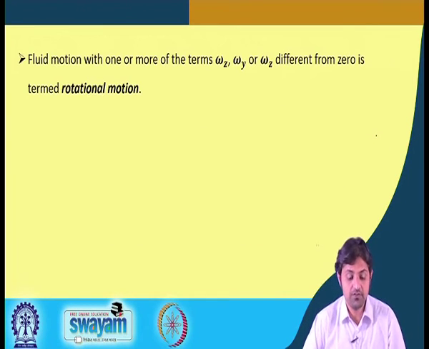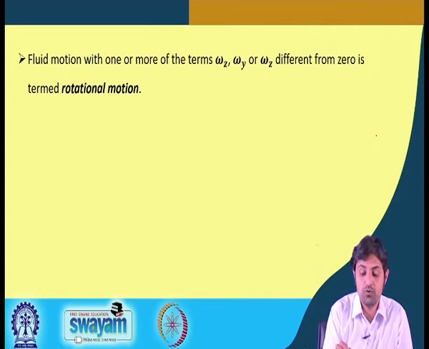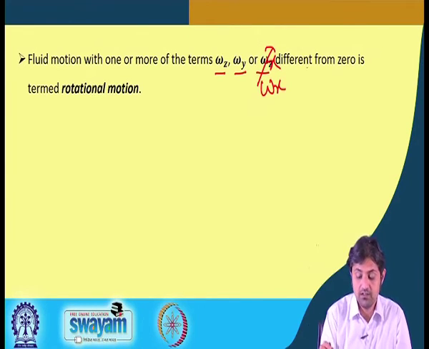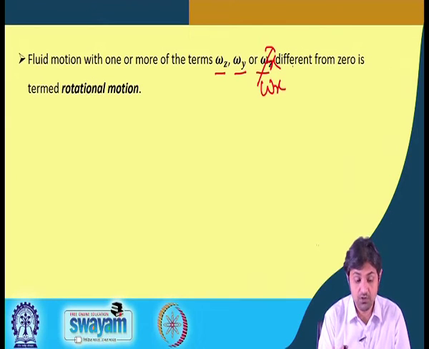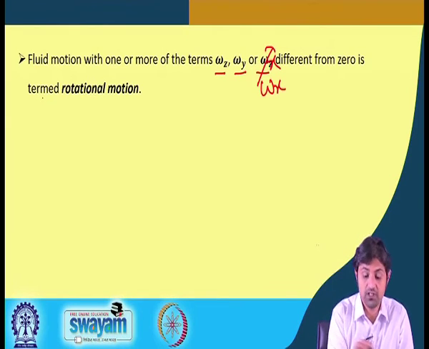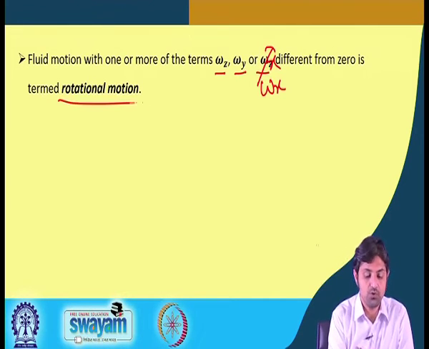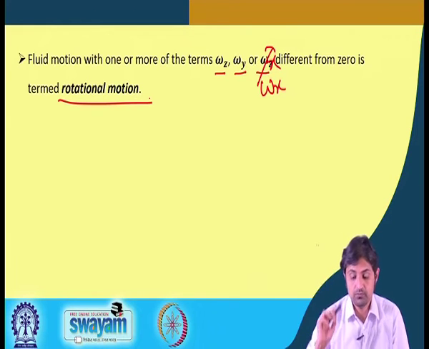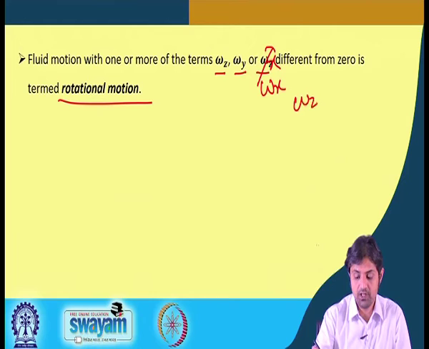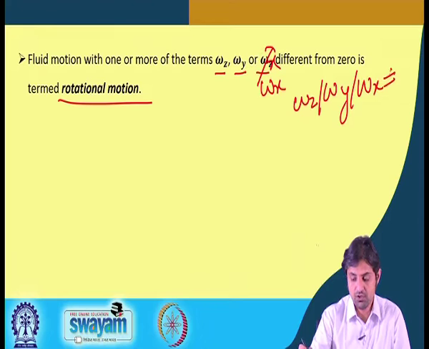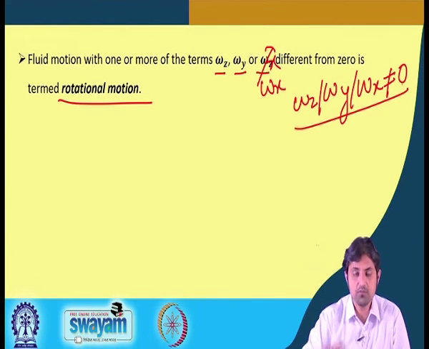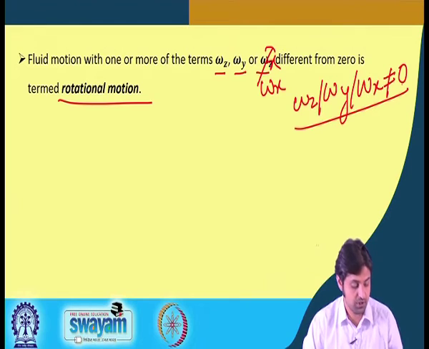Fluid motion with one or more of the terms omega z, omega y or omega x. Okay, so this is not omega z, this is omega x. If these terms are not 0, this motion, where at least one of these omegas is not 0, is called rotational motion. So the condition is omega z, omega y or omega x should not be equal to 0. If at least one of them is not equal to 0, it is called rotational motion.